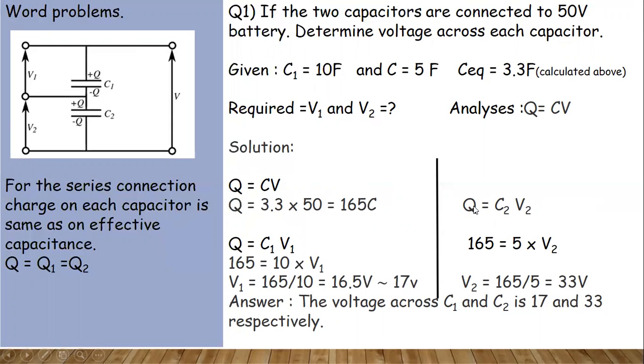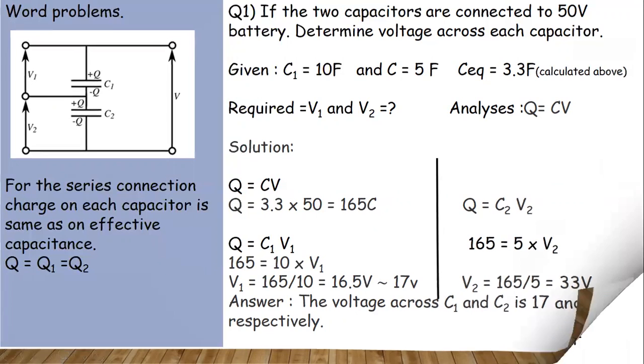And Q is again 165 coulombs. C2 is 5 and V2 we need to find. So 165 upon 5, that is 33 volts. So the voltages across C1 and C2 are 17 and 33 respectively. If you sum them, you can see 17 plus 33 is equal to 50 volts. So this is how you are going to do the word problem related to the series circuit.